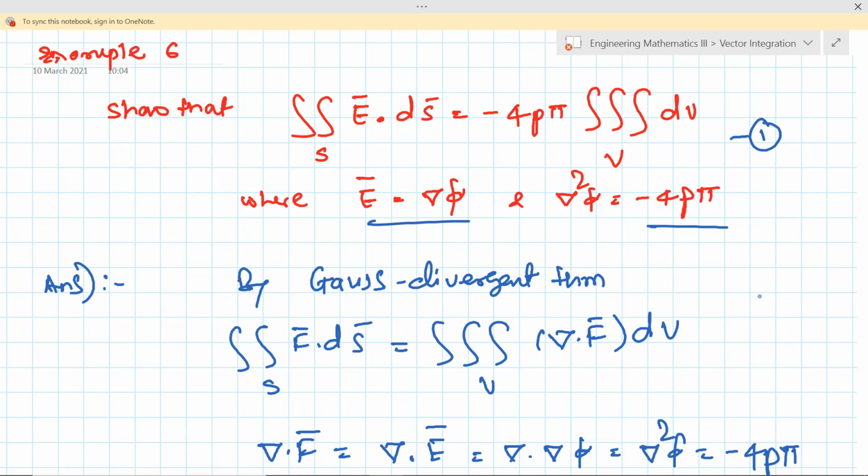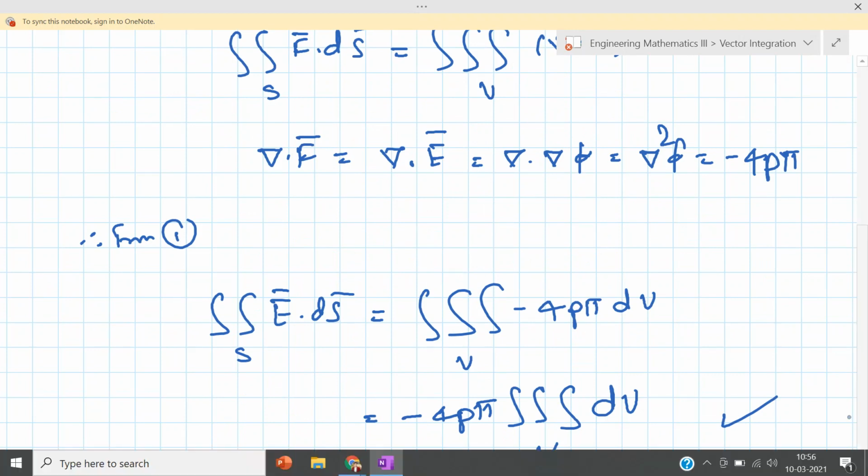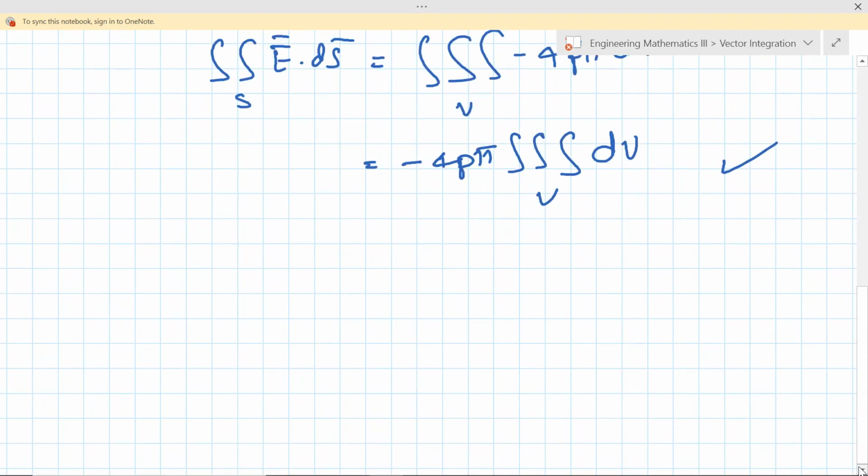In the next lecture, we'll discuss the Stokes theorem, and that will be the final topic in this unit. Just try to solve this example at home. This is a very simple example. I just give you this for homework.